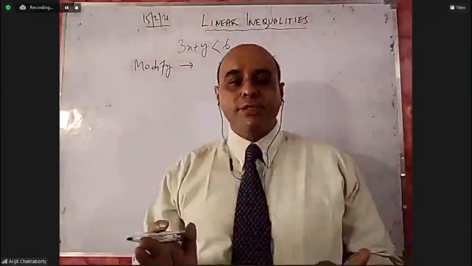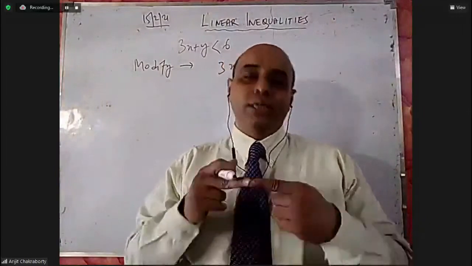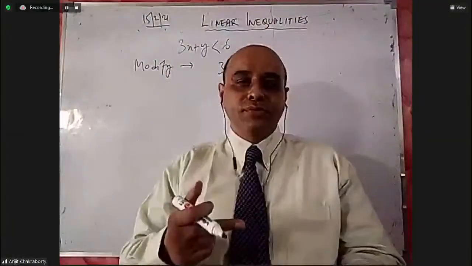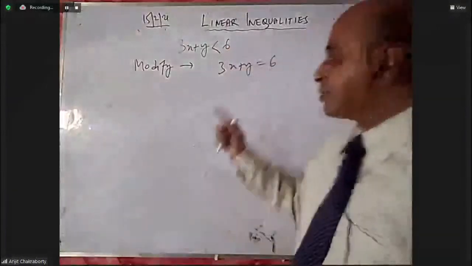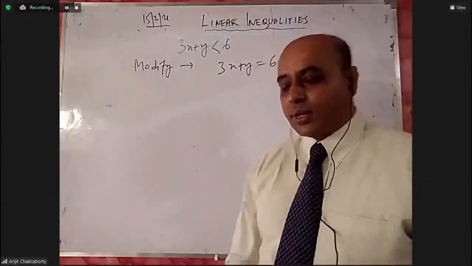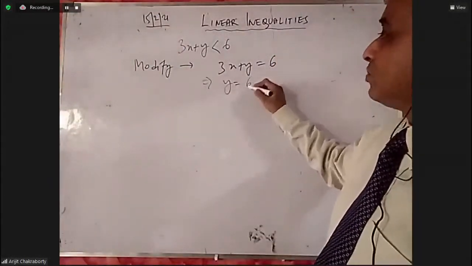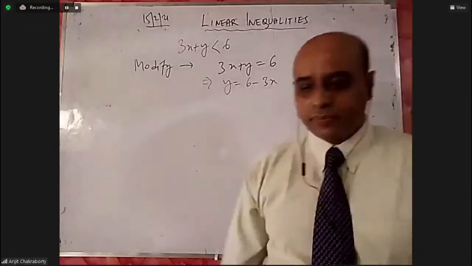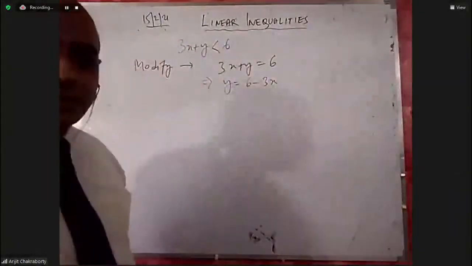The first step in solving an inequality is to first link it to an equation, and then we will incorporate the condition of inequality later on, not now. So we have 3x plus y equal to 6. So I will write y is equal to 6 minus 3x.